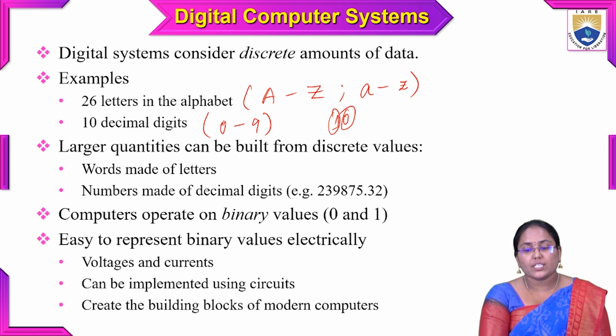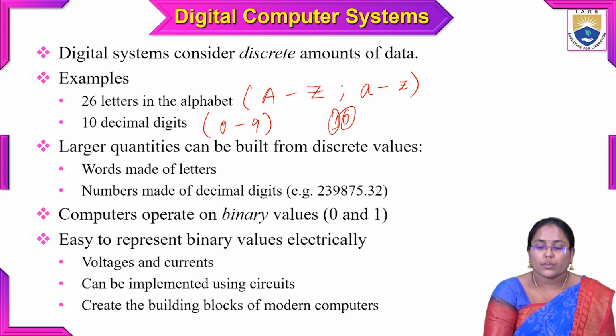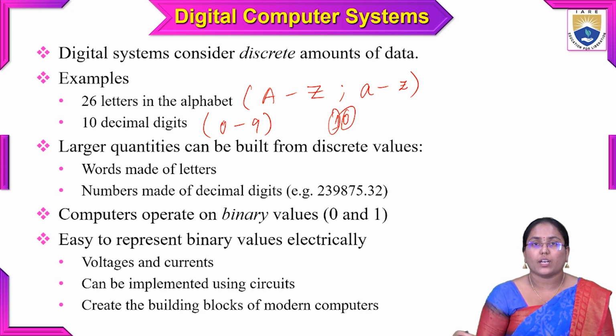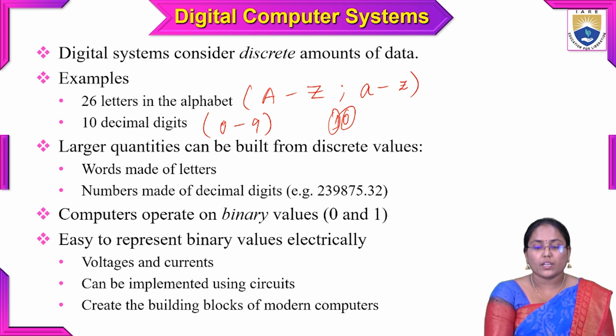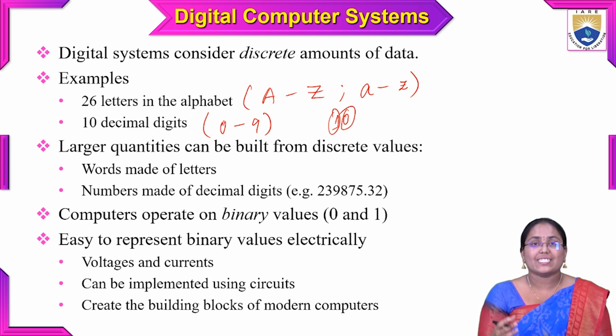And the larger quantities can be built from discrete values, that is words made of letters. Okay, so now if there are very large values, then each word will have different types of letters, and each letter represents its own information, that is hexadecimal information, binary information, octal information, or any such information. Okay, so now the next thing is numbers made of decimal digits.